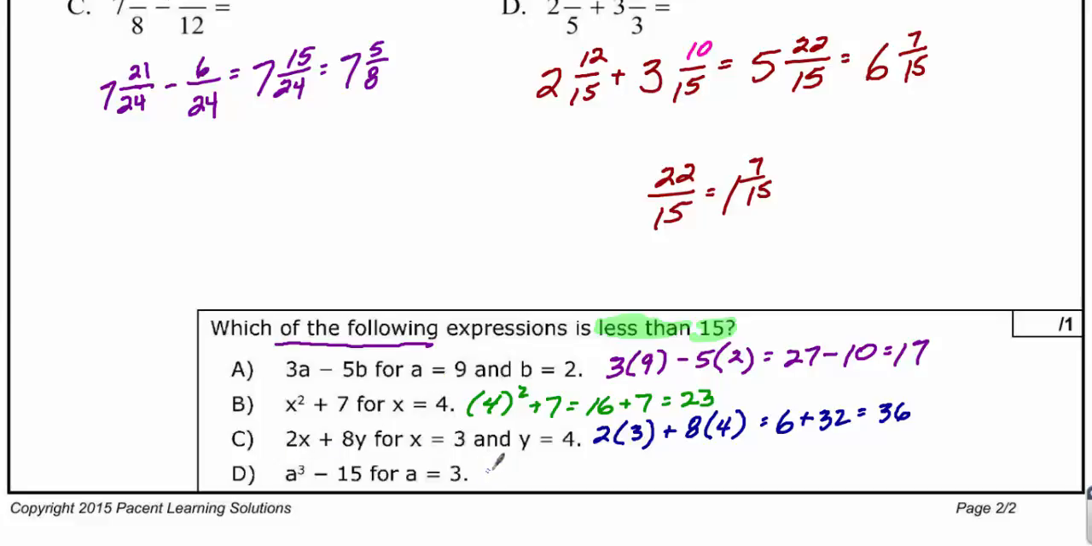A to the third power. So we have 3 to the third power minus 15. Well, 3 to the third. Let's go right here a second. 3 to the third is 3 times 3 times 3, which is 27. 3 times 3 is 9 times 3 more. So 27 minus 15 is 12. Yay, D is our answer.